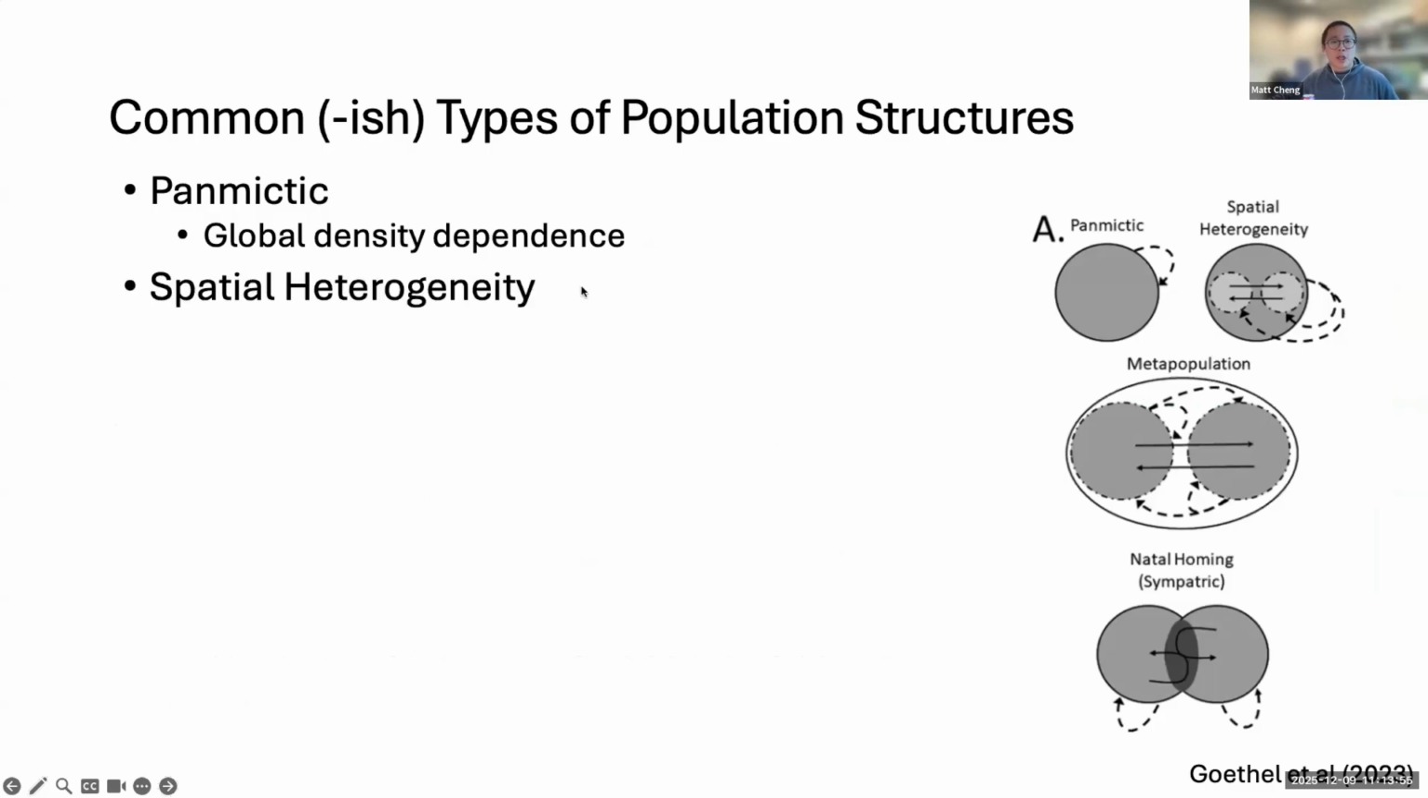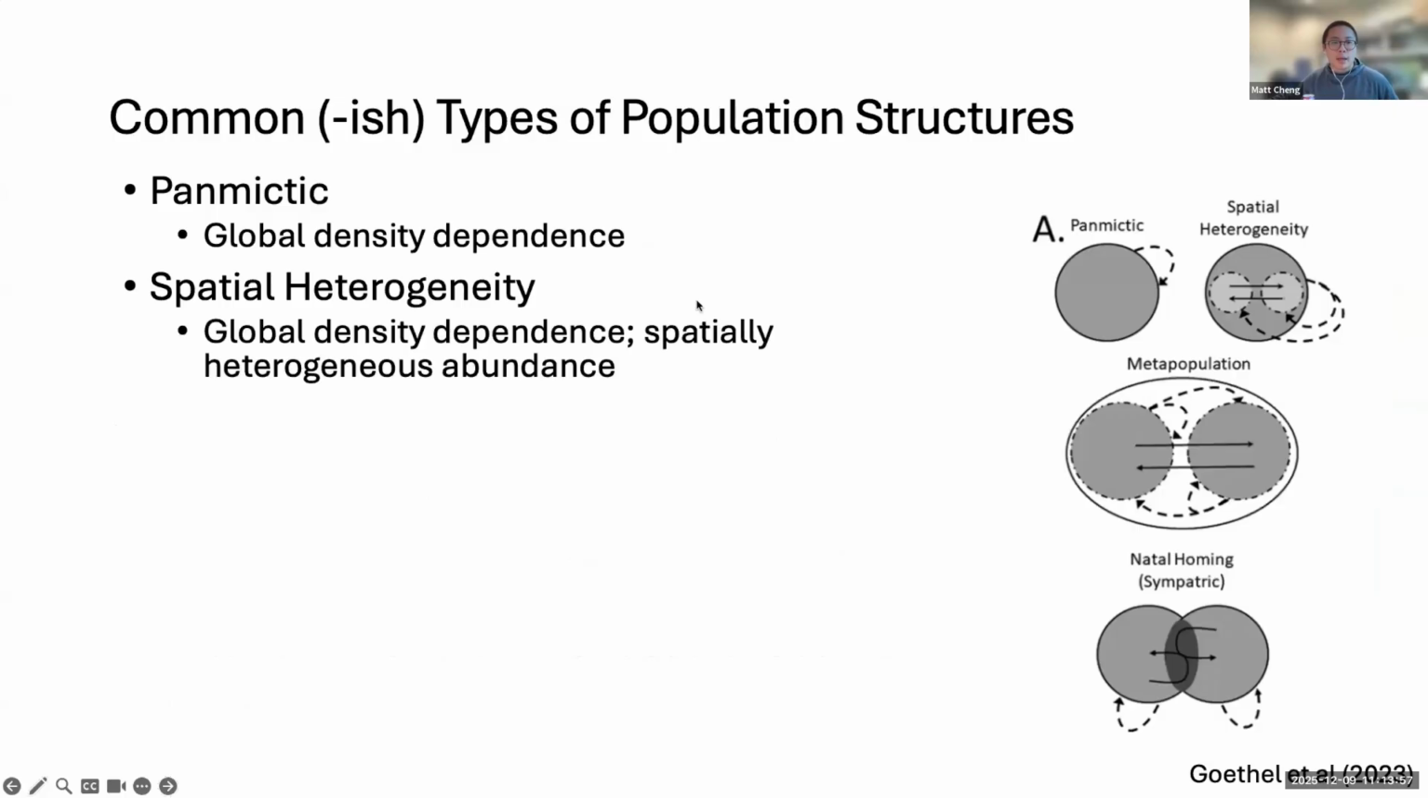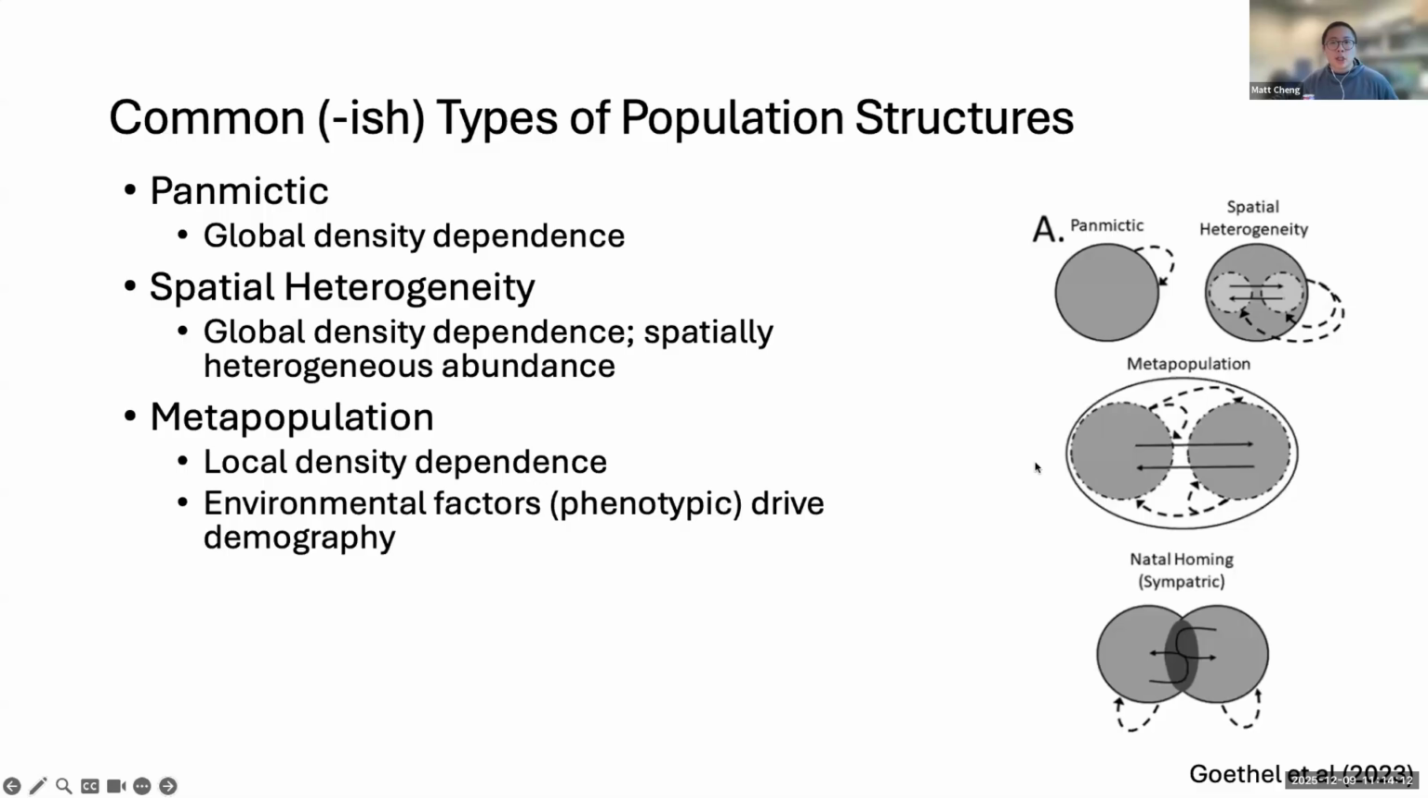We also have spatial heterogeneity, where again, this is a global density dependence, but there's a potentially spatially heterogeneous abundance across space. In addition, we might have a metapopulation structure where essentially each region has its own stock recruitment function. And we typically, in this case, assume that environmental drivers or factors determine the demographic rates.